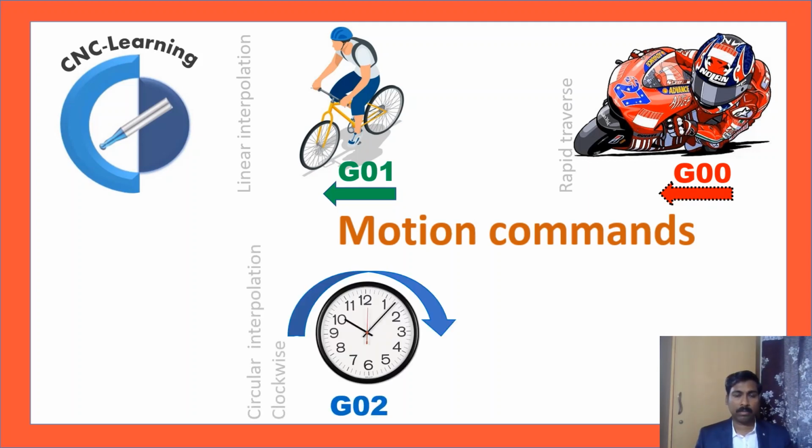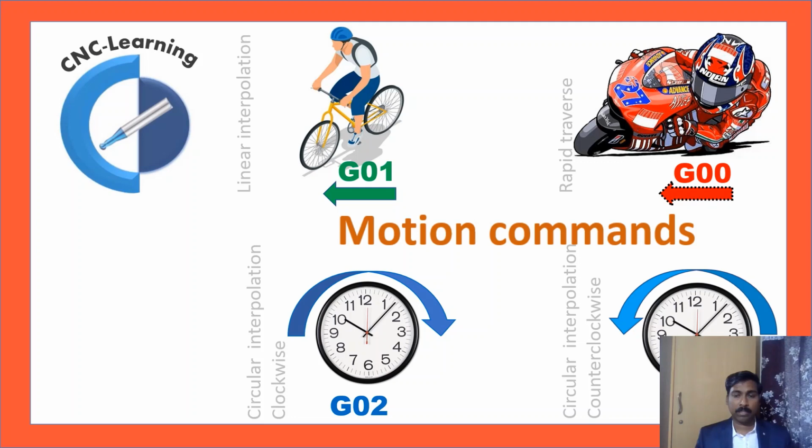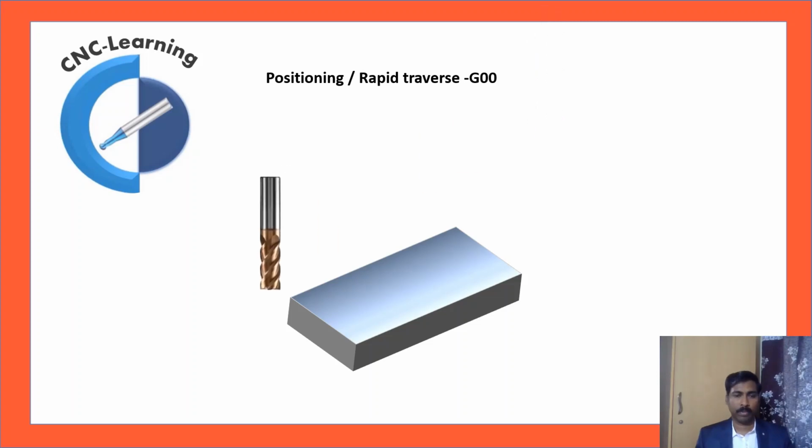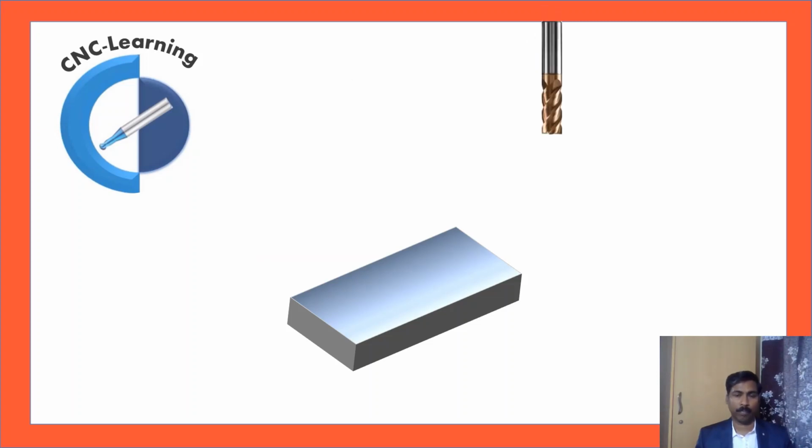Next code is circular interpolation command G02, that is clockwise direction. Next is G03, that is circular interpolation counterclockwise. Positioning or rapid traverse by G00. You can see the rapid movement of the tool. So that is only for positioning.